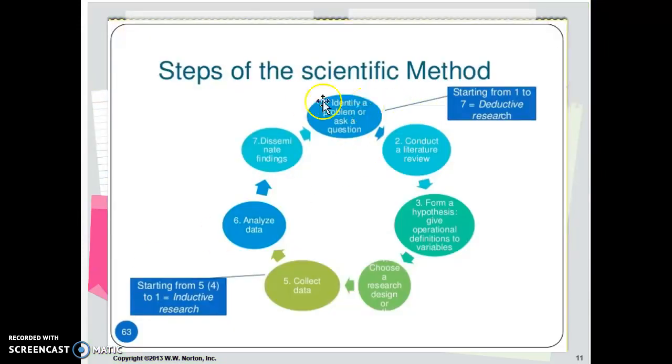So this shows you deductive and inductive research. Deductive research, we start with number 1. We identify a problem. Then we conduct a literature review. We form a hypothesis, choose a research design, and collect our data. But here in inductive research, we would start here by collecting our data. I do believe we would have conducted a literature review first and identified a problem or question, but then we would analyze the data and write about it.